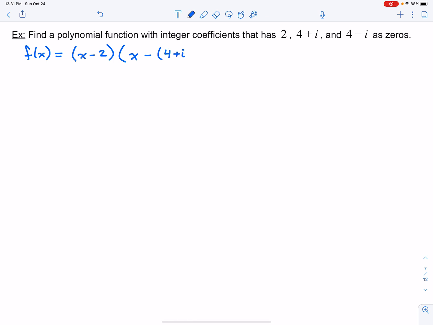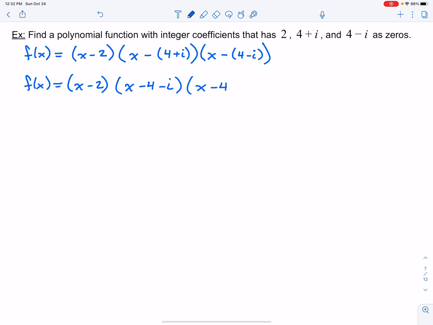Notice I'm putting that 4 plus i in parentheses. Same sort of thing with 4 minus i. If 4 minus i is a zero, then x minus that number, x minus (4 minus i), is a factor. So now we're going to take the negative and distribute it to both terms of those complex numbers. So we'll have f of x equals that first factor of x minus 2 stays the same. This is going to become x minus 4 minus i. And this one will become x minus 4 plus i.